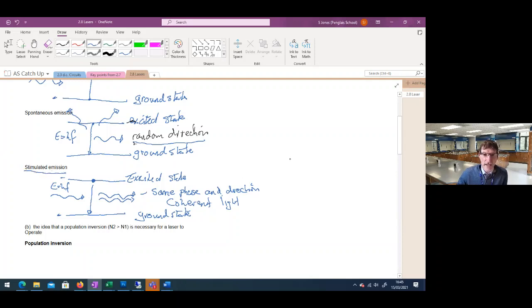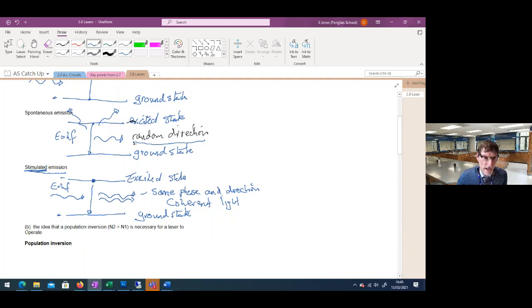So let's go back to what laser stands for then. Laser stands for light amplification by stimulated emission of radiation. So this stimulated bit is where the acronym laser comes from. So that's what we're trying to achieve, and that's what we need to do at all times.